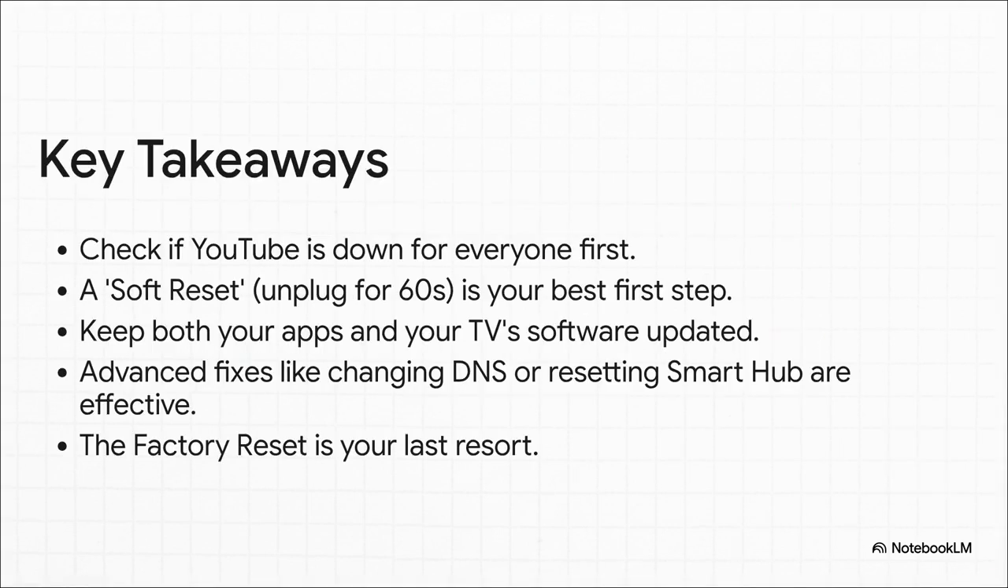Okay, so let's recap the game plan here. These are your key takeaways. First, always check if YouTube is down for everyone before you do a single thing. Second, your best friend and your very first step should always be that simple 60-second power cycle, unplugging it from the wall. Third, keep everything updated, both your apps and your TV software. And finally, don't be afraid to try those more advanced fixes, like changing your DNS, before you even think about hitting that nuclear option, the factory reset.